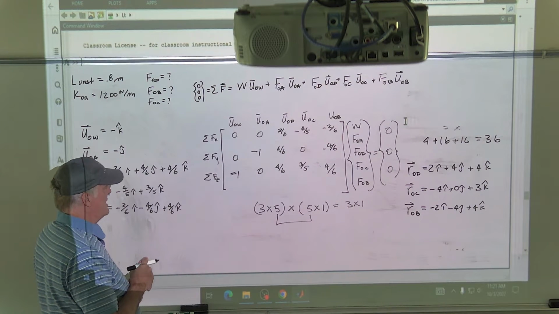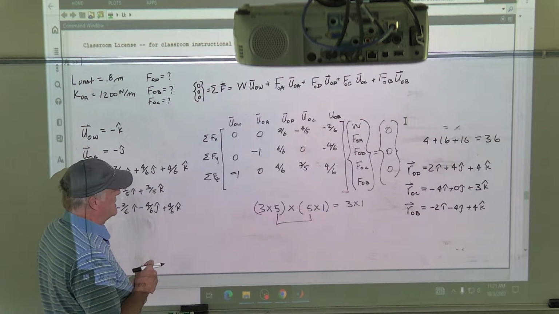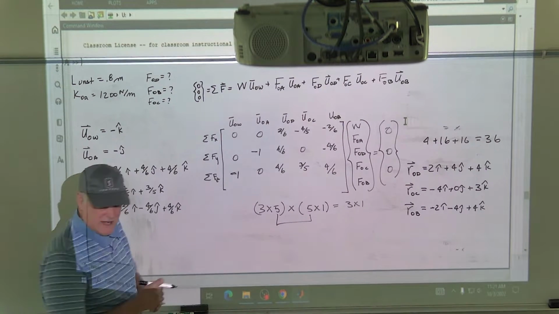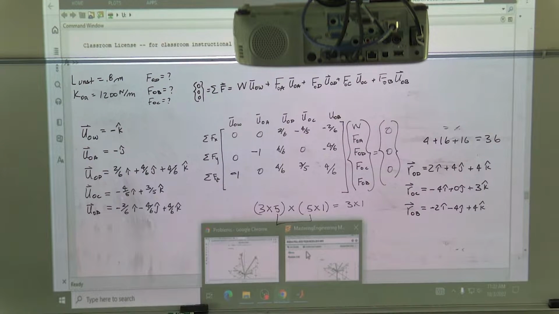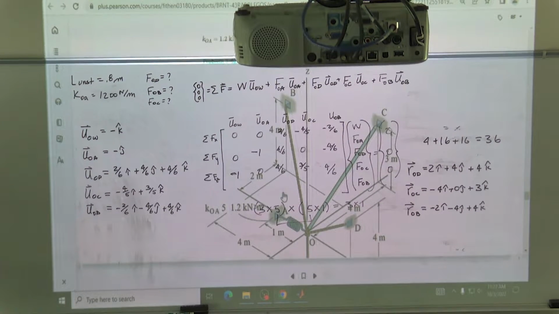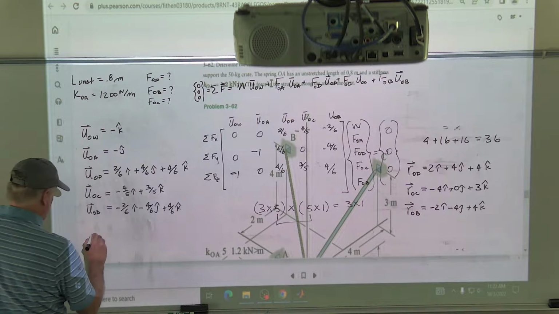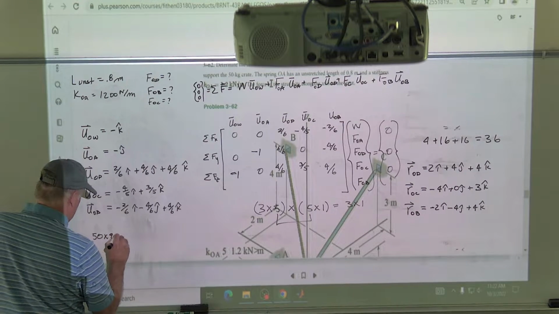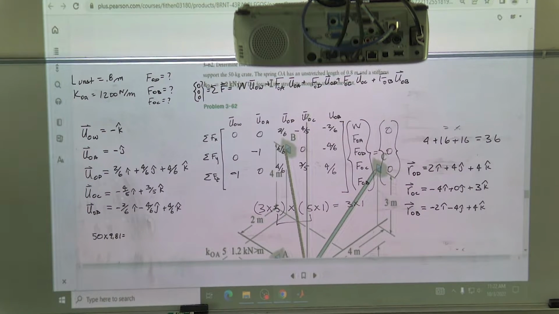You don't have enough information to deal with this until, unfortunately, I bring the picture back up, or I could go over and see what's the weight in the problem. Let's first find out the weight. 50 kilogram crate. Okay, so 50 kilograms, 50 times 9.81 equals so many newtons.